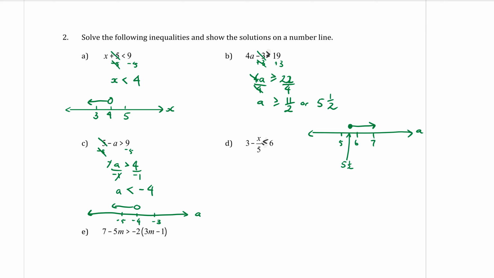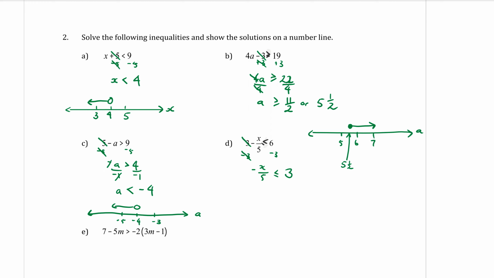Part D. The first thing I need to move is the 3 at the front. It's positive, so I need to subtract the 3. Get rid of that. I still have minus x over 5 is less than or equal to 6 take away 3 is 3. Now, minus signs are funny things.